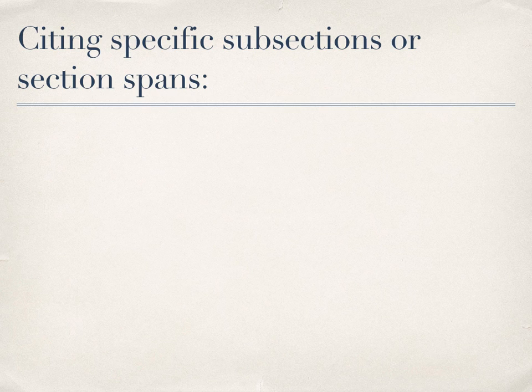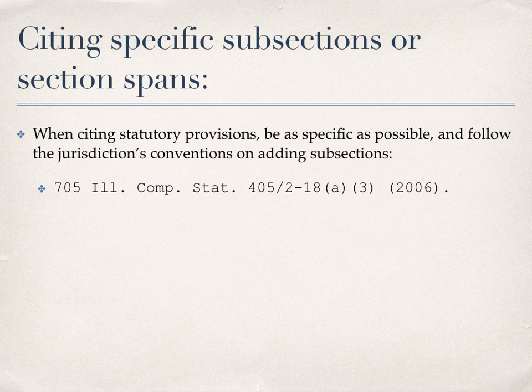Now, whether you're citing to a federal or a state statute, you want to make sure that you're citing specific subsections or section spans. We want to be as specific as possible so that it's easy for our reader to find the information that we want them to see and that we're relying on for our provisions. Follow the jurisdiction's conventions for adding on those subsections, though. In Illinois, we add subsections just by putting letters and numbers in parens. It'll be pretty clearly marked within the statute itself.